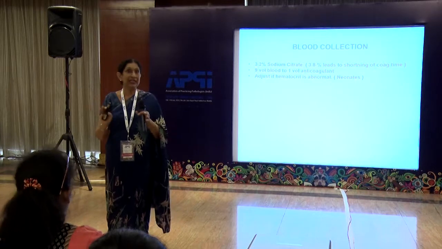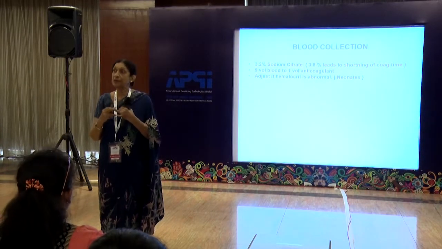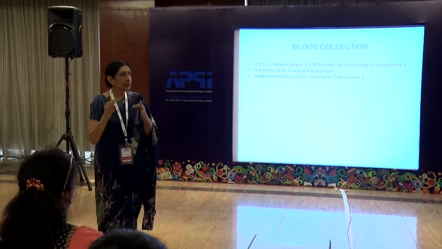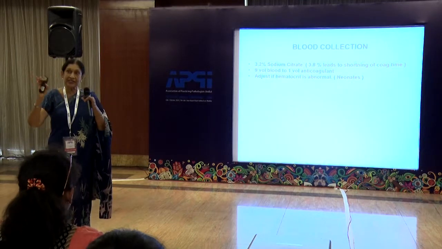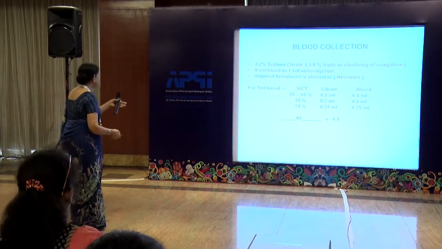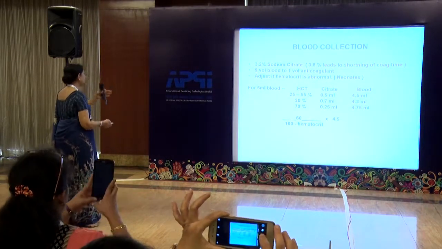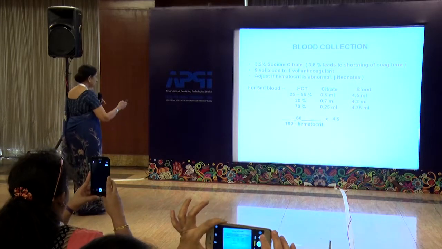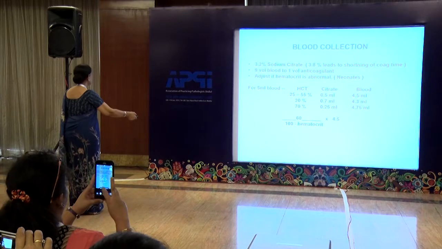Nobody wants to bleed the patient baby again. Polycythemic patients and premature babies, you must collect properly. If you have an abnormal result, please repeat it. There's no other way. That is the formula which is given in most of the books to adjust the citrate, how much citrate to be taken for how much blood, if the hematocrit is so much.